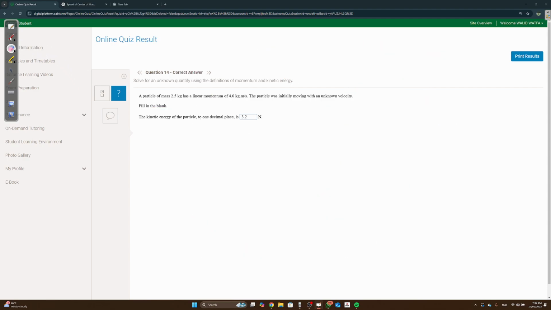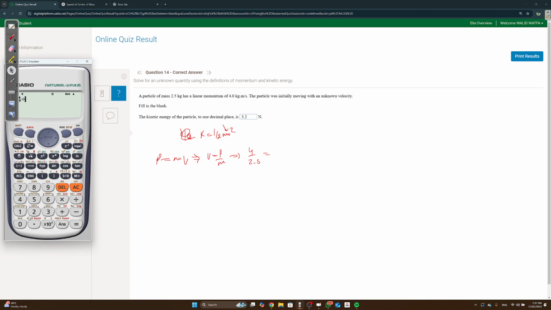A particle of mass 2.5 kilograms has linear momentum of 4, and we don't know the velocity. What is the kinetic energy of the particle? Kinetic energy is equal to half mv squared, but we need the velocity. We know p is equal to mv, so v is equal to p over m. So 4 divided by 2.5, which is, I have no idea. Let me use the calculator. 1.6. So v is equal to 1.6.